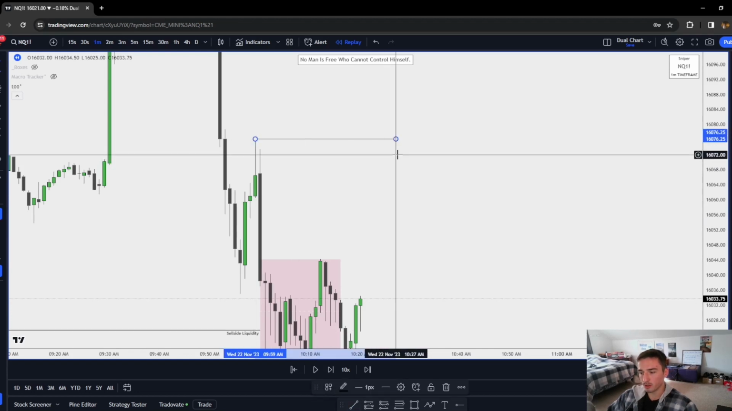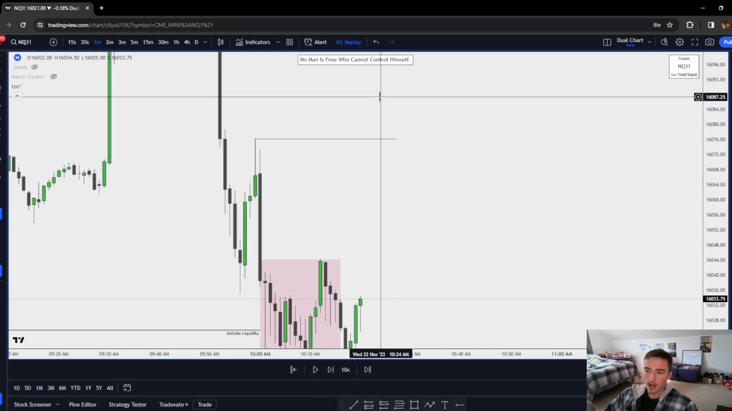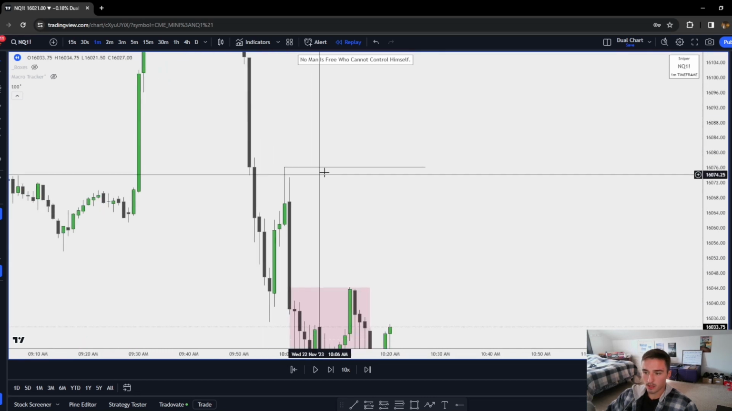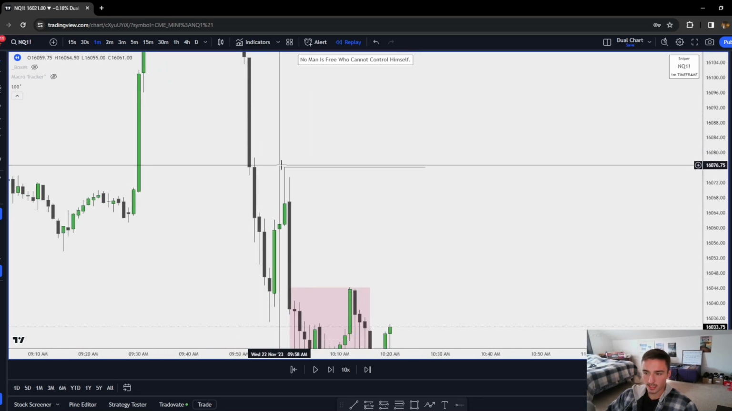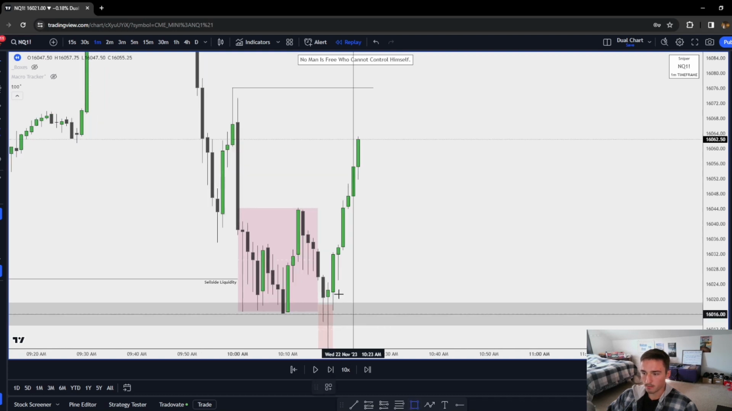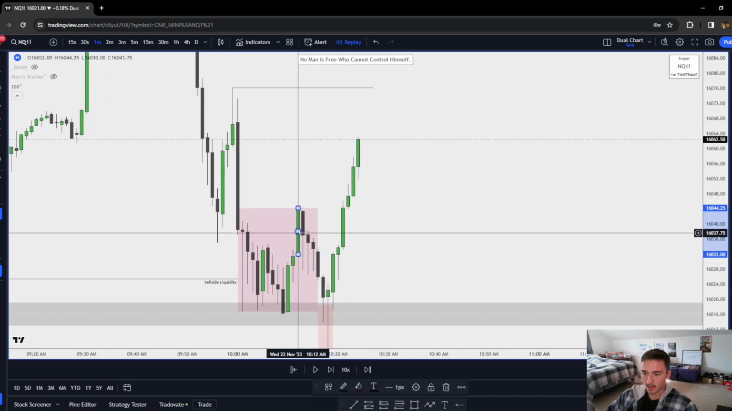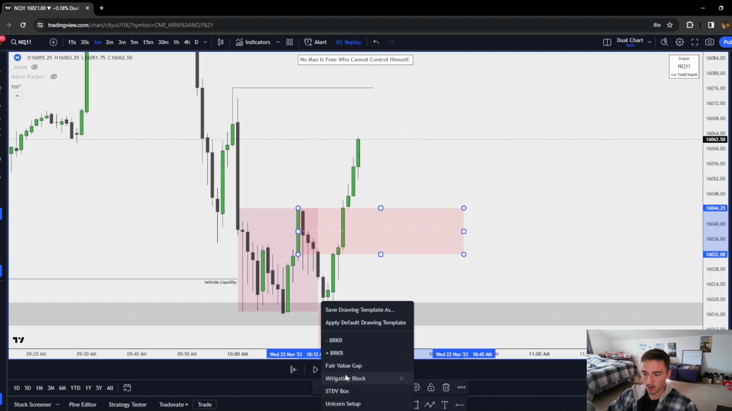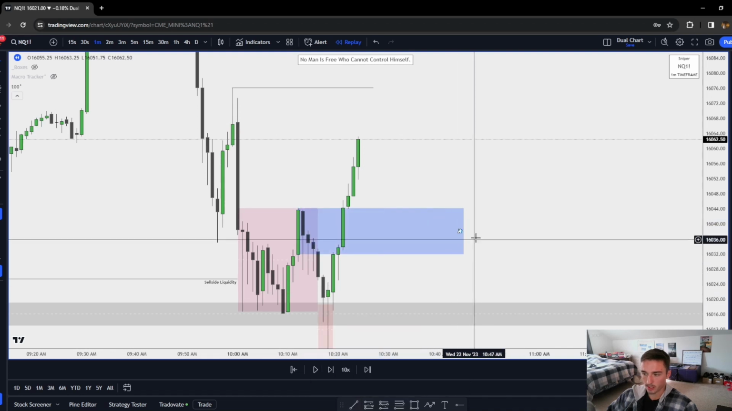And where will we distribute to? After that big move, you can guarantee there are buy stops resting above this high. So what did I do? I waited. Now we have our displacement higher. So now I'm looking for a low risk buy on the 1-minute chart. We have our unicorn setup right here, fair value gap with a plus breaker.